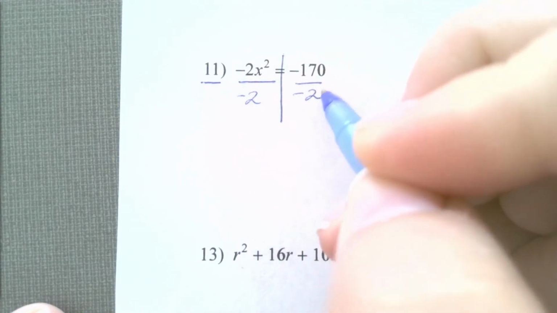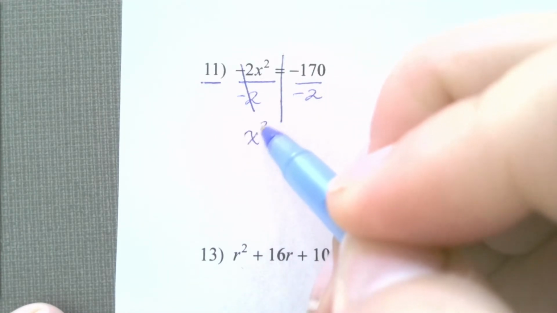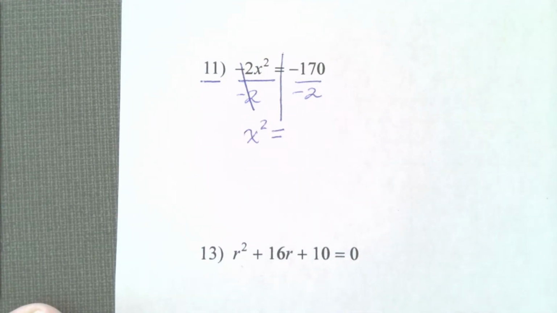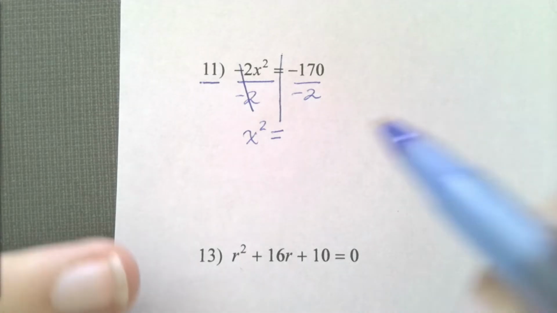Use a calculator and tell me what negative 170 divided by negative 2 is. Make sure you say the correct sign. Negative 2? It's 85. It is 85.